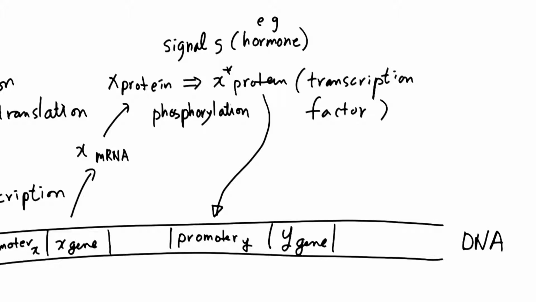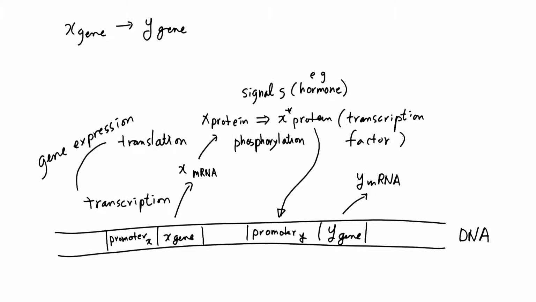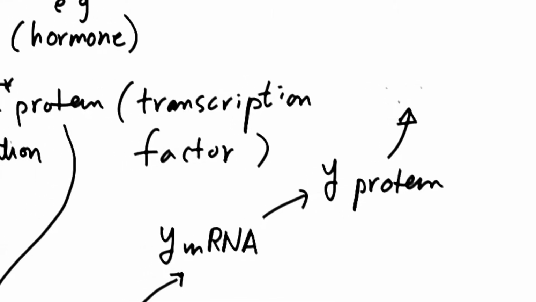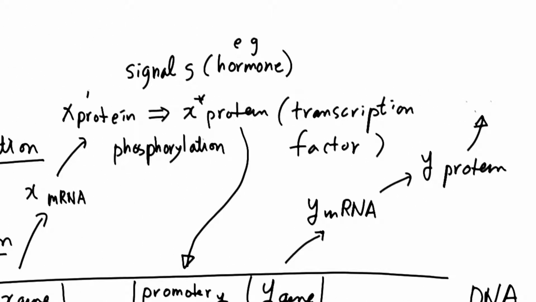Now the Y gene is transcribed and we have Y messenger RNA, and this is again a transcription process, and Y protein is made from Y messenger RNA. This process is again translation. Lastly, this Y protein is broken down. This is also a very important process, and we will discuss that later. Note that this X protein also goes through this degradation.